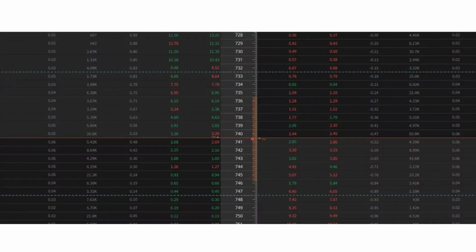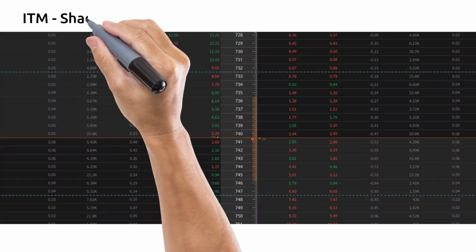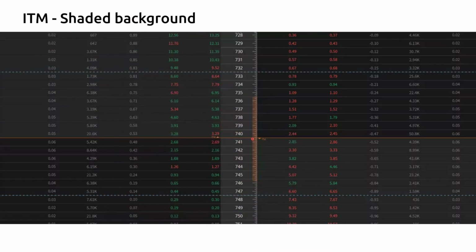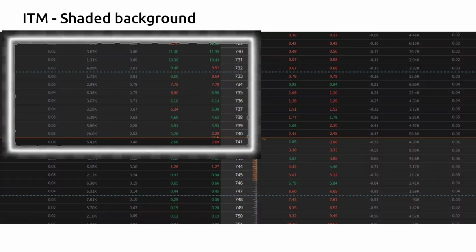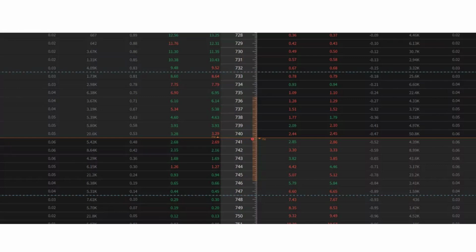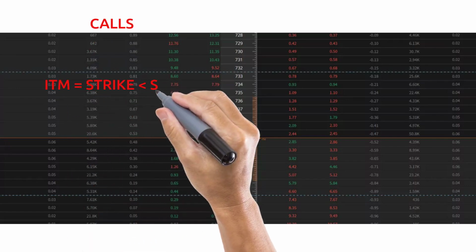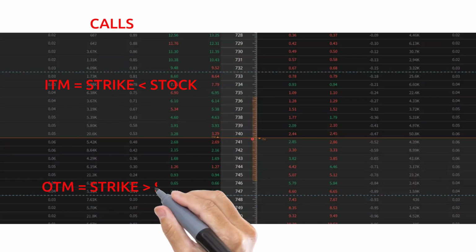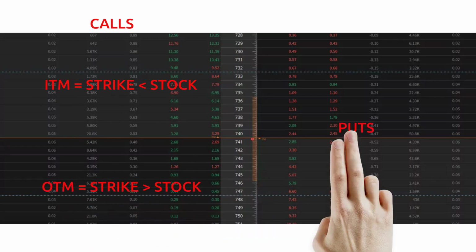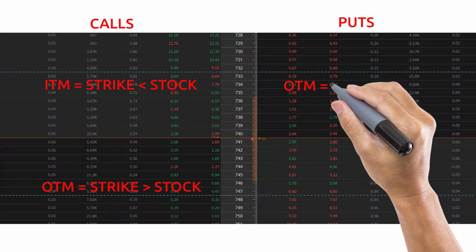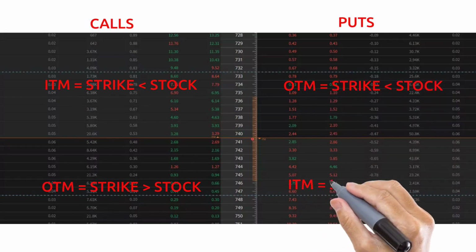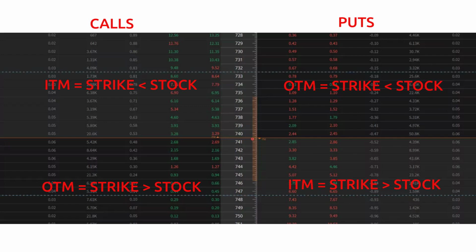If we look at an option chain, you can see that the in-the-money and out-of-the-money options are highlighted. The in-the-money calls have a shaded background, and the out-of-the-money calls have an empty or black background. So one more time, in-the-money calls are calls with a strike price that is less than the current stock price. The out-of-the-money calls are calls with a strike price that is greater than the current stock price. For puts, it's the exact opposite.